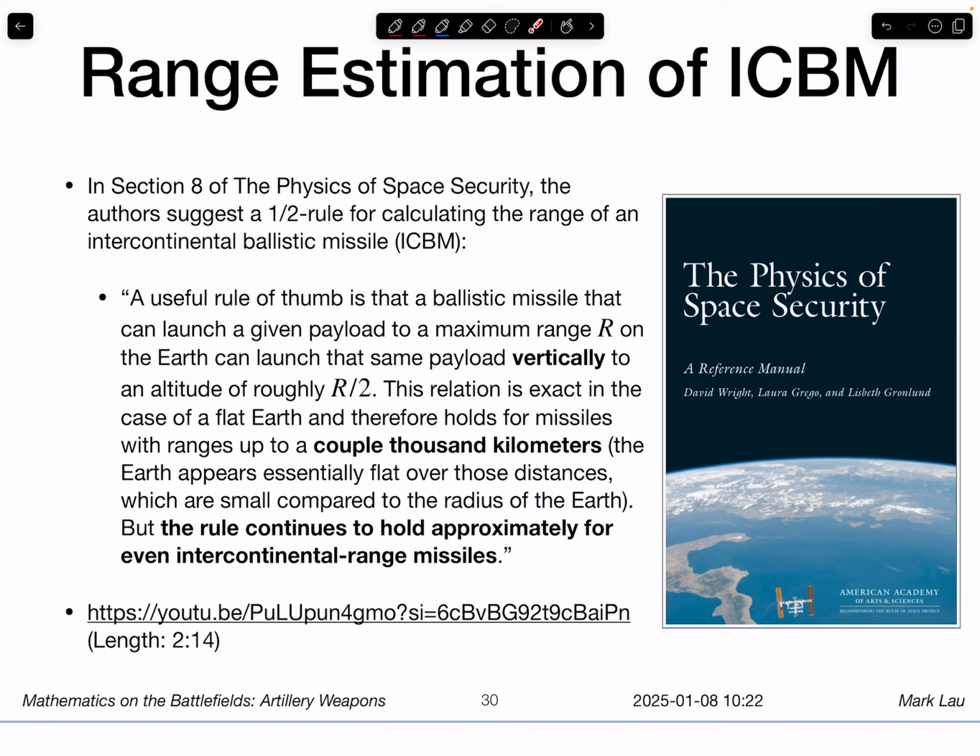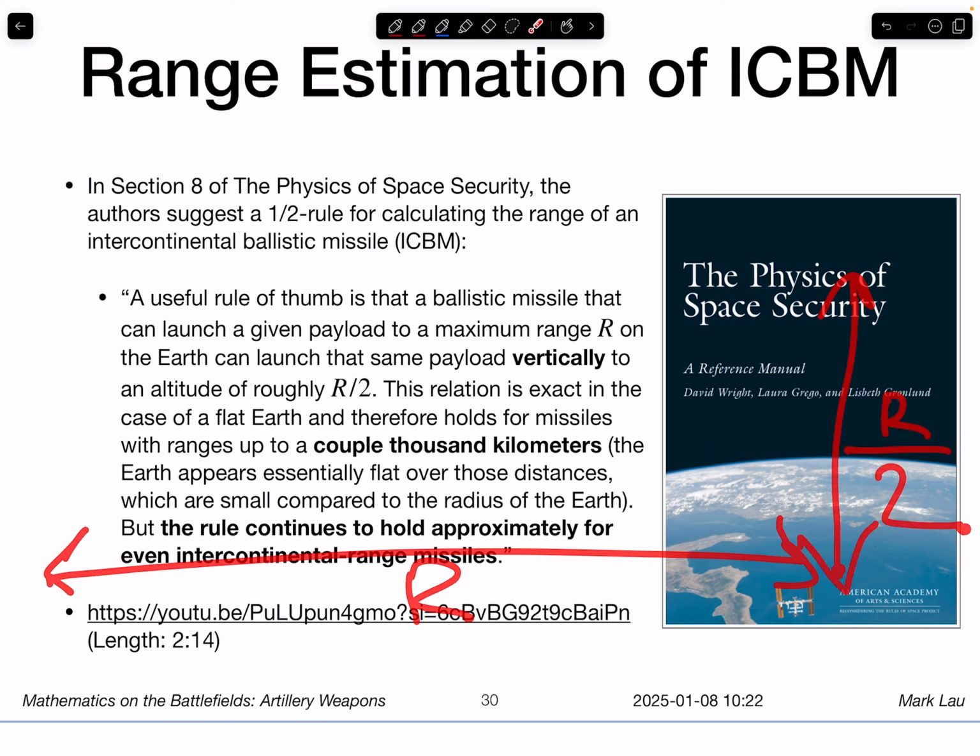Wait, let me just reread. A maximum range r on the Earth can launch that same payload. Okay, so the maximum range horizontally, if this is r, then the maximum vertical height of that exact same missile is r by 2. I think that's what this statement is saying.